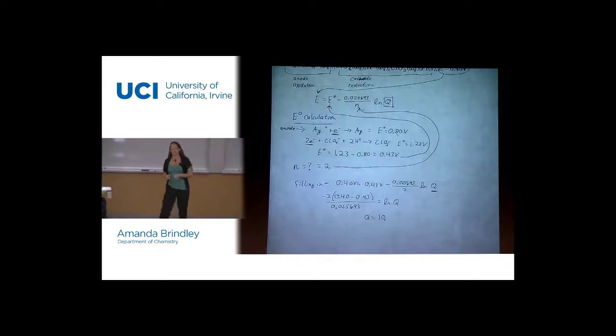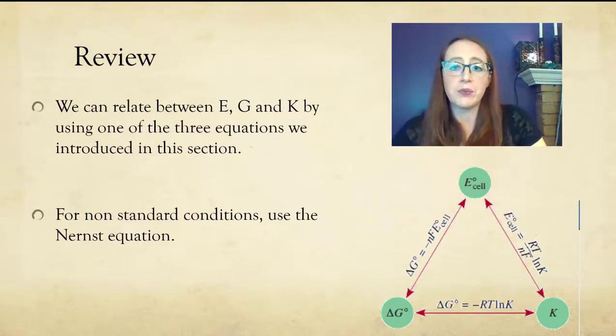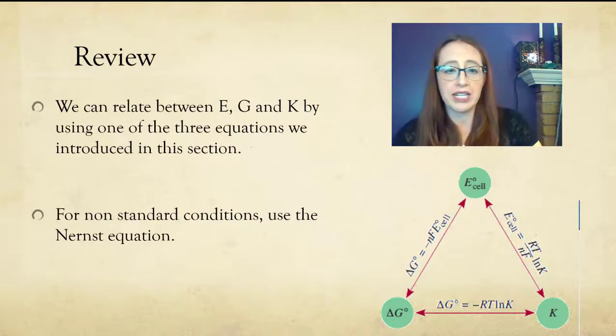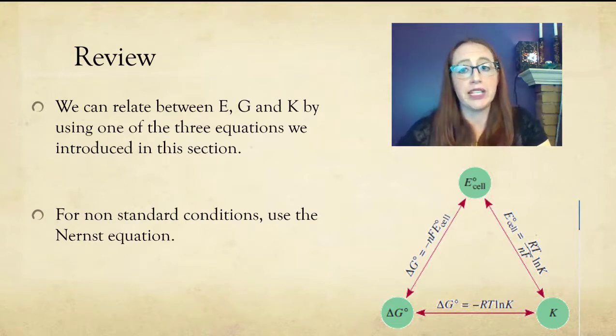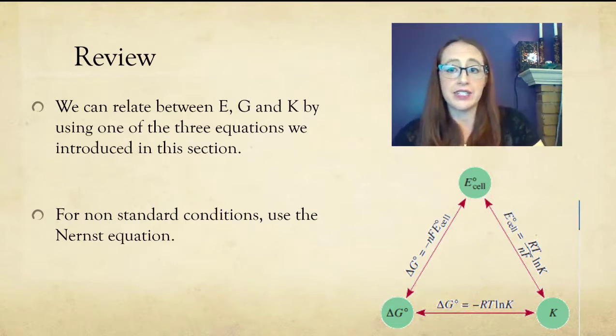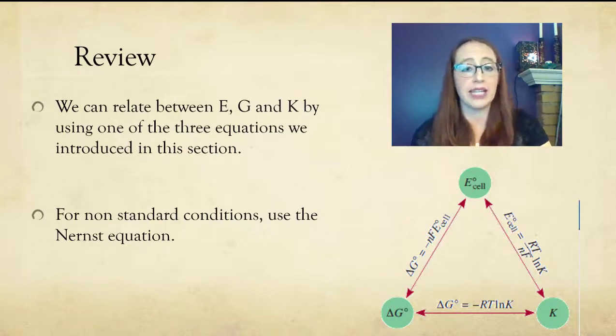Go back, recalculate it. In review, we now have related voltages to our thermodynamics parameter Gibbs free energy and our equilibrium constant K. We've done this at both standard conditions and non-standard state conditions. And we now have a triangle that lets us relate between these three parameters based on these equations.